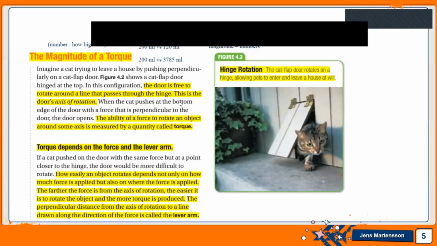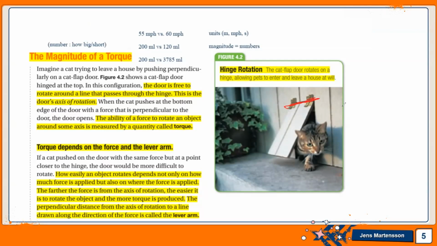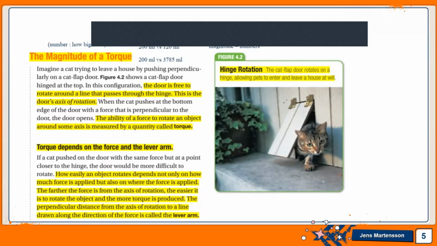So the door is free to rotate around a line. This line is this one, okay? Where the hinges are. That is a rotation that occurs around a line, okay? So the ability of a force to rotate an object around some axis.